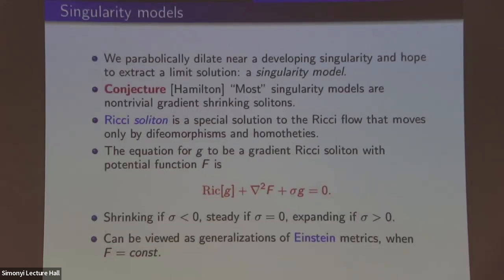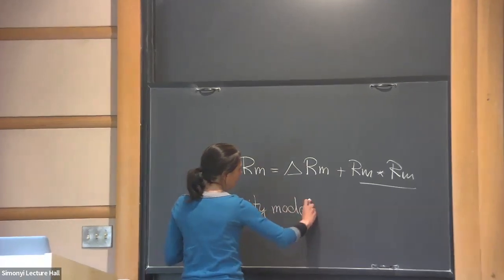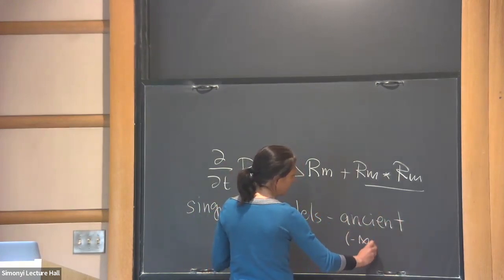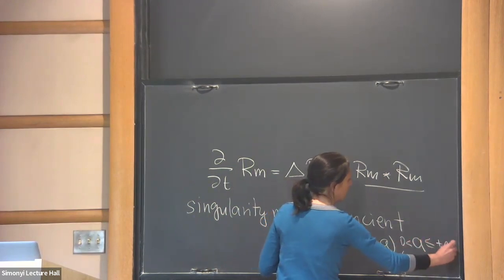So how do you deal with singularities? You parabolically rescale around those singularities, right? And you want to rescale in such a way that your sequence has uniformly bounded Riemannian curvatures. And then you want to take the limit of these rescalings. And this limit is called the singularity model. And these singularity models for Ricci flow are usually ancient solutions. And these are just solutions that live from negative infinity up to some A, where A is bigger than 0 and less than or equal to plus infinity.